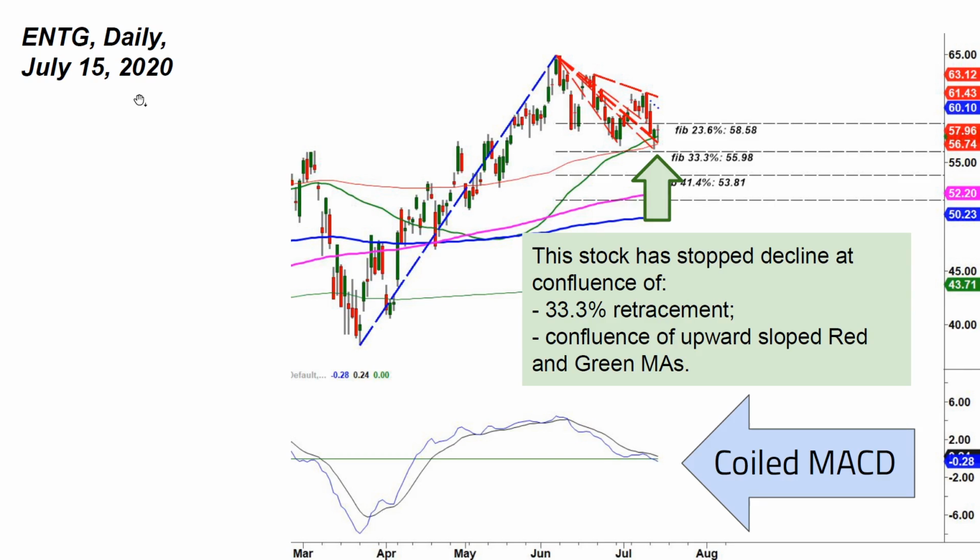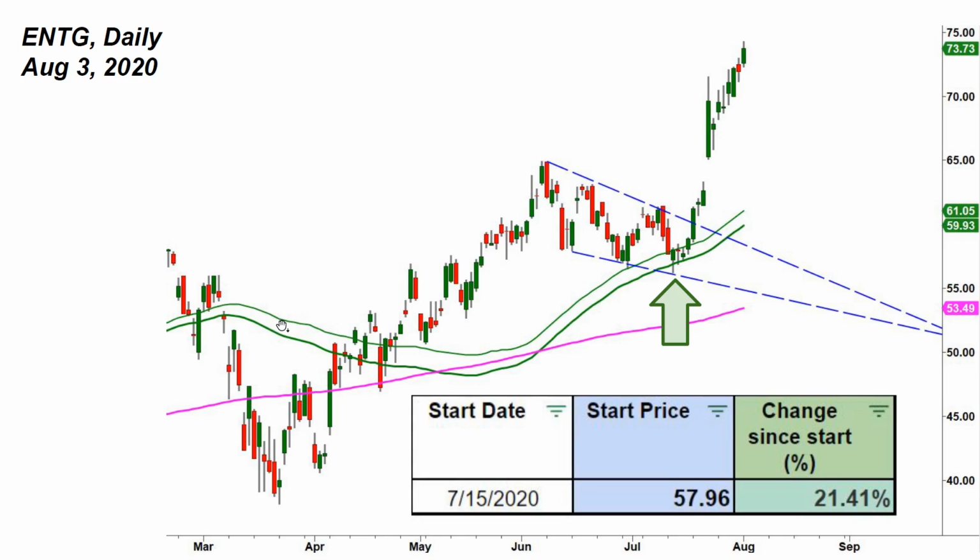ENTG. Again, a classic look, very strong underlying bullish momentum and somewhat whipsawish kind of pullback into 50-day moving average coincided with coiled MACD. And again, we look at the retracement, we look how strong was that move up, and the following move down retraced only 1/3 of the rally. Again, it's a great sign that something is brewing up there. Look what happened. It's crazy. It delivered 21.4% since July 15th.